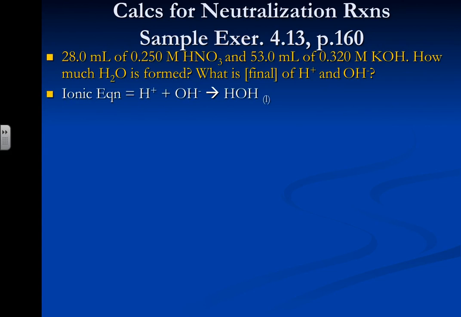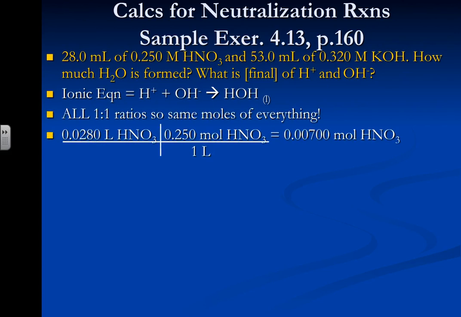Okay, so my net ionic equation, again, I'm dealing with a strong acid and a strong base, so my net ionic equation is that of water, which is all 1 to 1 ratios. If that's the case, that's going to be super duper helpful. So first thing I'm going to do, I need to take my liter amount, in fact it was a milliliter amount that I converted to liters for my nitric acid, and my molarity for the nitric acid to figure out how many moles of nitric acid I was using.